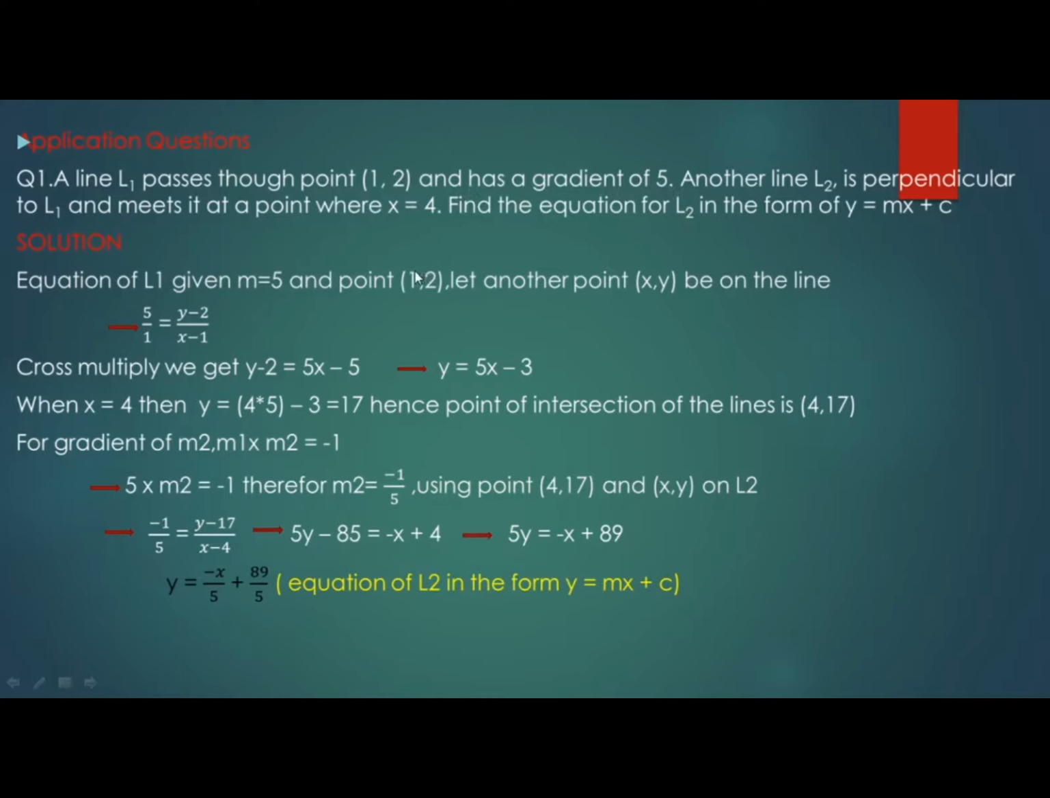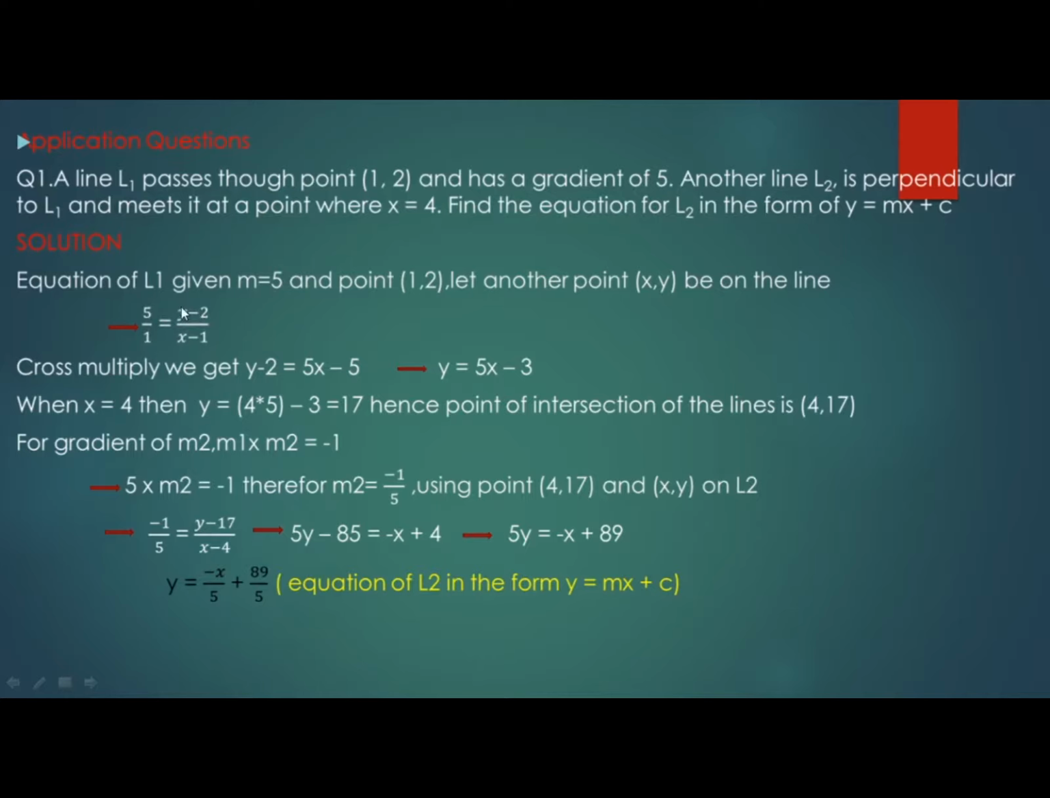We let another point on the line with point 1, 2 be x, y. So y minus 2 all over x minus 1 will give you the gradient, which is 5. You put it over 1. So 5 over 1 equals y minus 2 over x minus 1. You cross multiply.